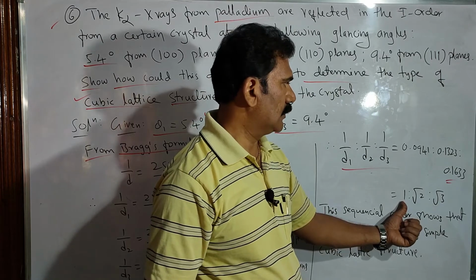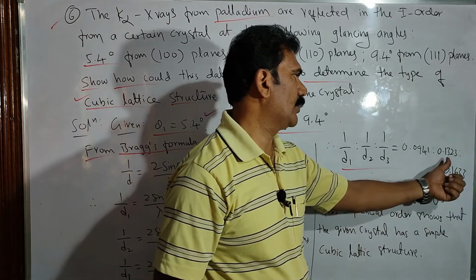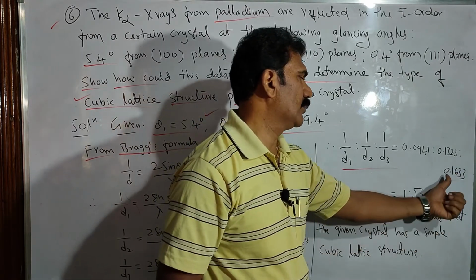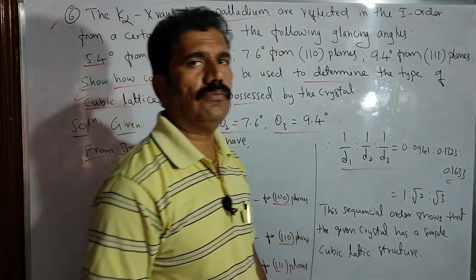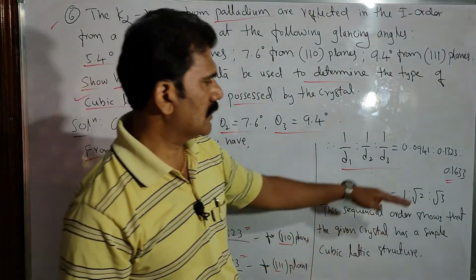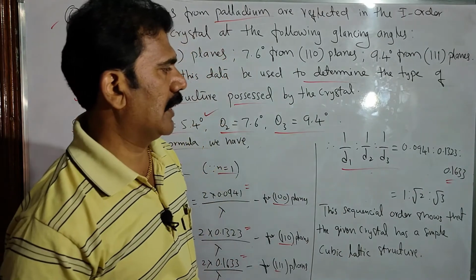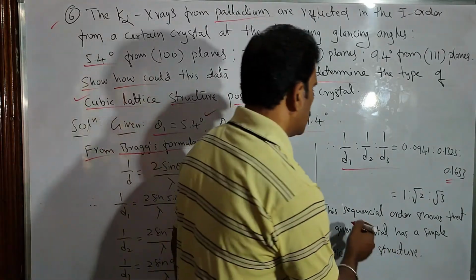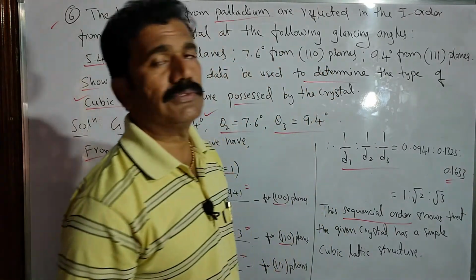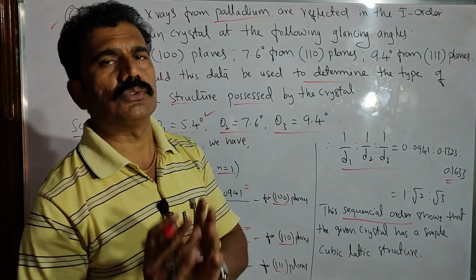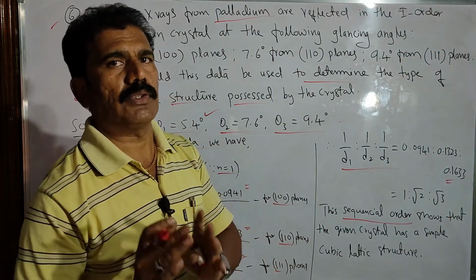Okay, so in the ratio it is 1, so 0.132 will give root 2, and 0.1633 will be in the ratio of root 3. It is matching with the corresponding ratio in the same manner. So you have to consider the sequential order as 1 is to root 2 is to root 3, normally for simple cubic.